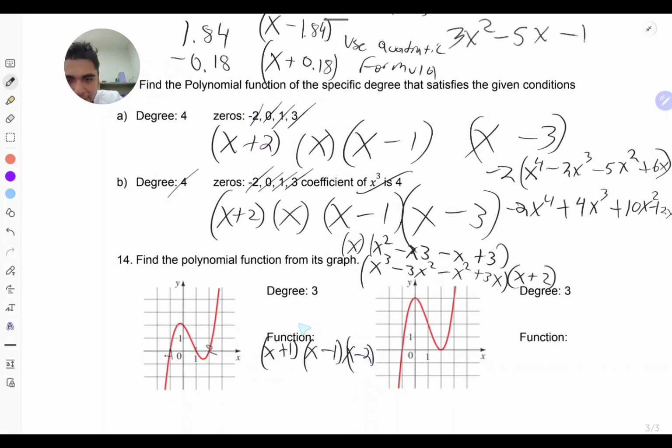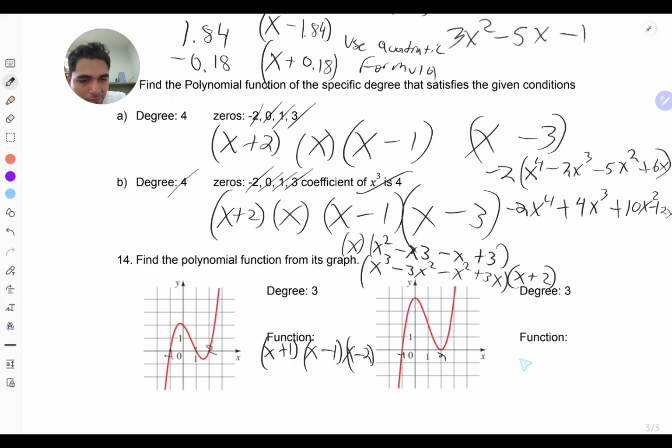This is a degree of 3. This is a function. We're done. Easy as that, right? You can expand this into x cubed plus x squared plus, all that, but we're done. What about this one? Well, let's see. There's a 0 here at negative 1. There's a 0 here at 2. The multiplicity of the negative 1 is 1. The multiplicity of the 2 is 2.